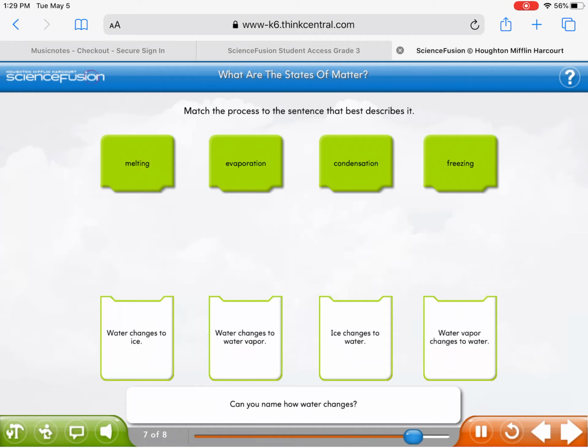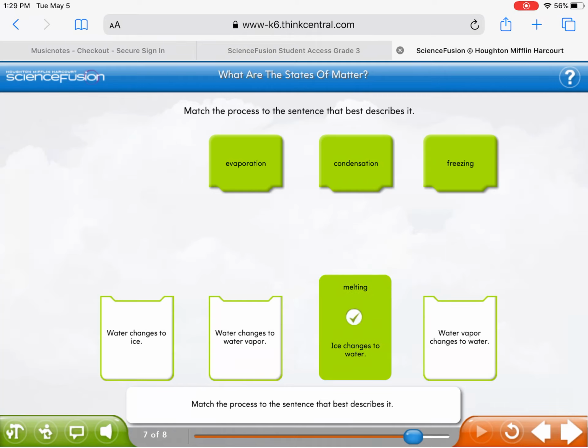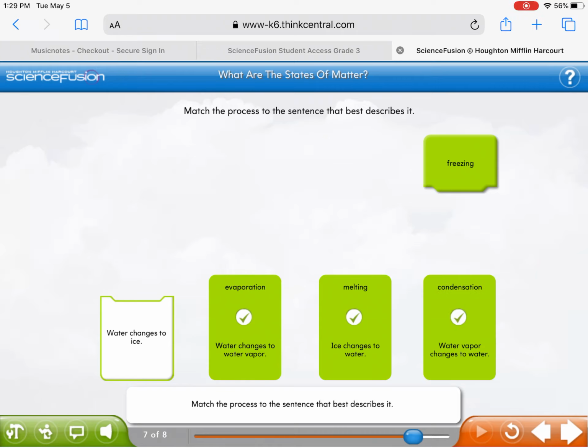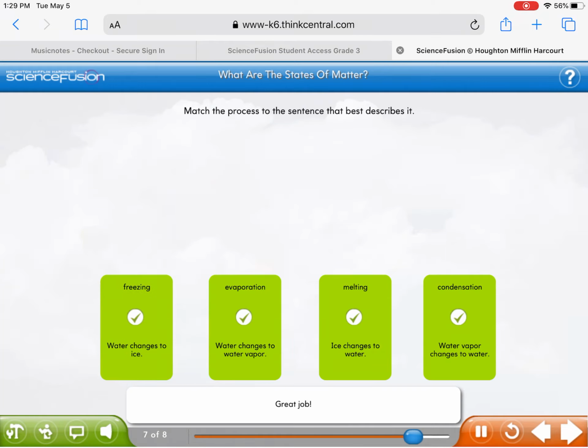Can you name how water changes? Match the process to the sentence that best describes it. So melting is when ice changes to water. Evaporation is when water changes to water vapor. Condensation is when water vapor changes to water, so the opposite of evaporation. And freezing is when water changes to ice. Great job! You matched the process with its description.